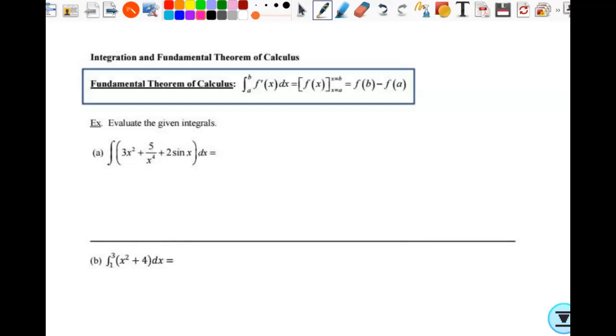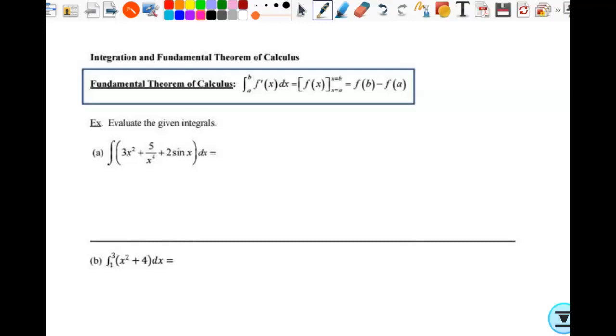All right, so we have talked about some integration techniques. Yesterday we looked at U substitution. Today we're going to put this back with the fundamental theorem of calculus. So we've used the fundamental theorem of calculus with our integration graphically and literally found the areas under the curve.